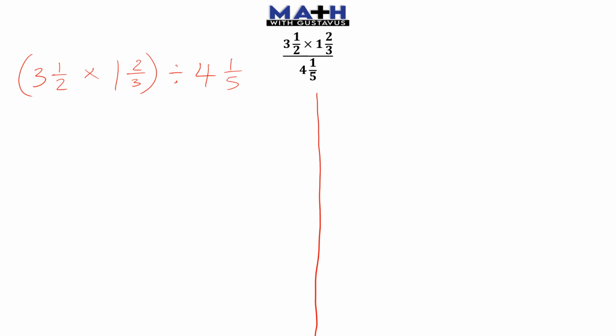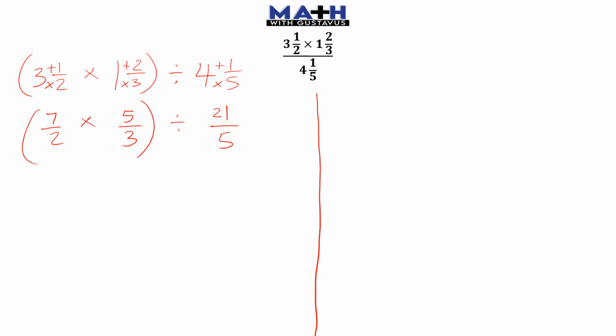Up next, we're going to convert all the mixed numbers to improper fractions. So let's do that. So it's 3 times 2, which is 6, and 6 plus 1 is 7. So that's 7 over 2 times. Let's do the same right here. So 3 times 1, 3 plus 2, that will give us 5. So that's 5 over 3. Let's keep that in parentheses. Then we're going to divide. Let's convert. So it's 5 times 4, which is 20, plus 1, which is 21. That is 21 over 5.